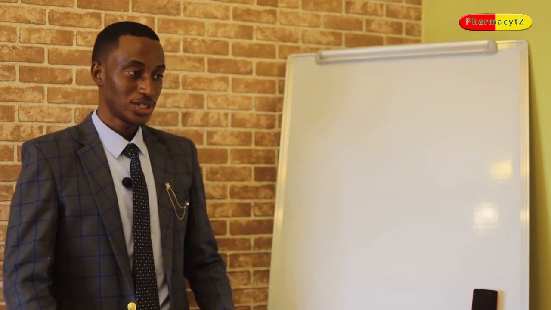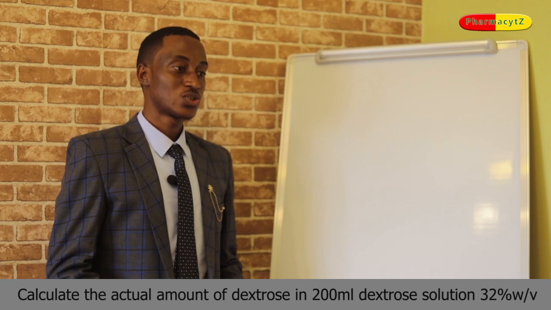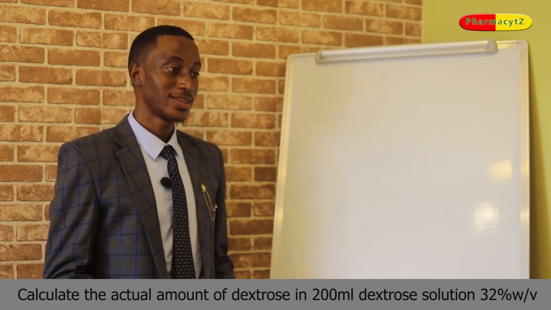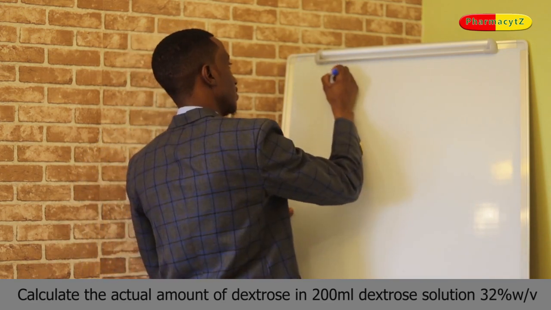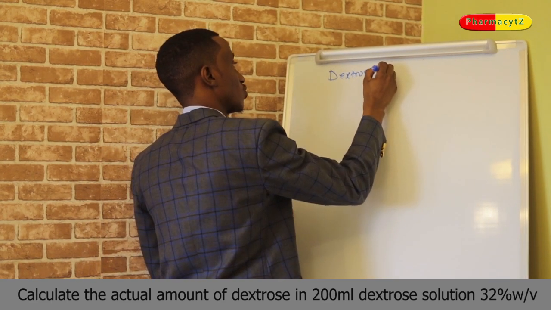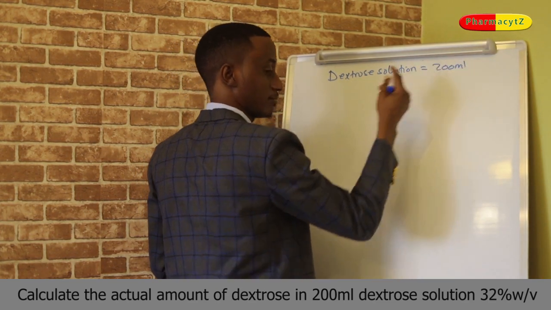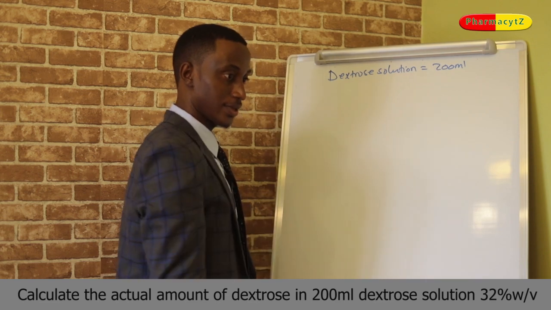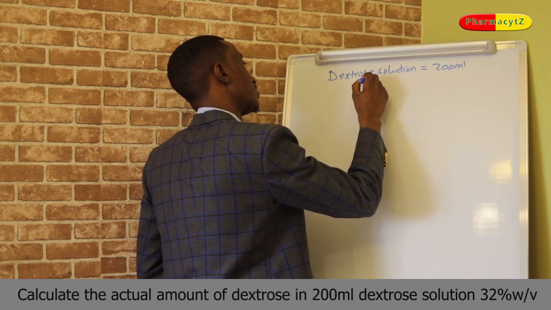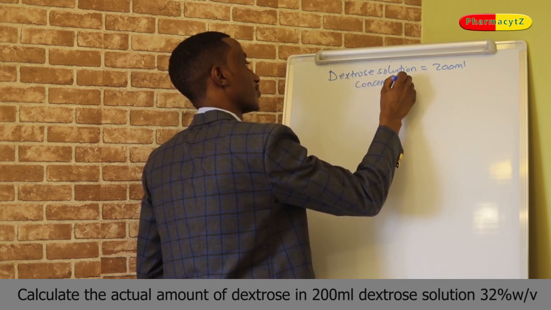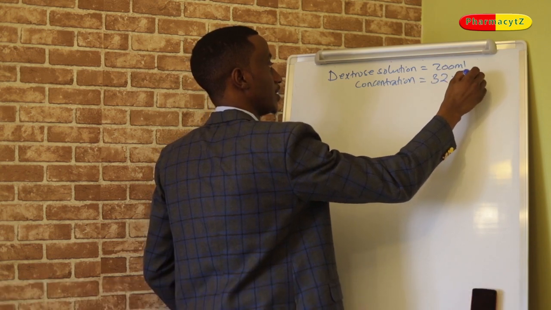Let's proceed with the next question. This is a very simple question. Calculate the amount of dextrose in 200 ml dextrose solution, 32% weight in volume. So we have the dextrose solution with a total amount of 200 ml, and the concentration of 32% weight in volume.